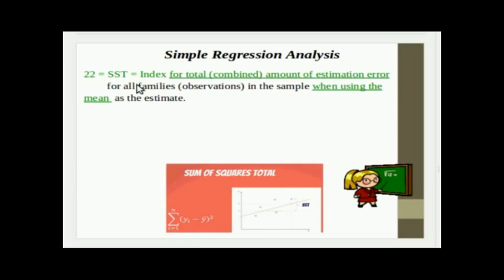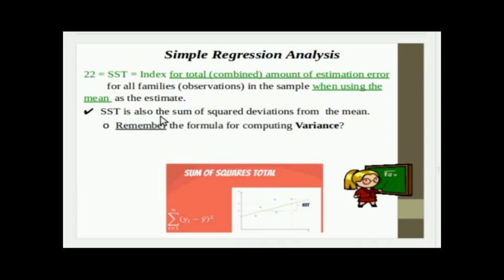So just now we have calculated our index for the total combined amount of estimation error for all families' observations in the sample when using the mean as the estimate. SST is also the sum of squared deviations from the mean, which is the contribution of the factor into the variance of the dependent variable. And I hope that you are able to recall the formula for computing the variance from my previous lecture.